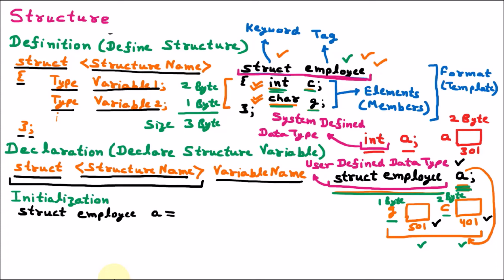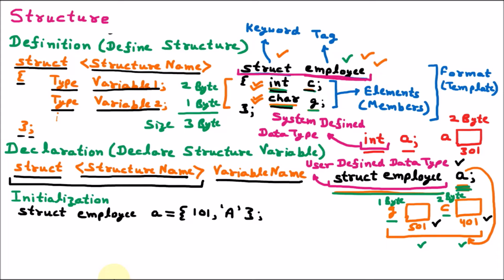Now the variable we have created is a. After that, equal to, curly bracket start. Inside the curly bracket we provide the values. First of all we have the integer, so here I provide an integer value, let's say 101. Here I am assuming that c is the code, so 101 is the code. Now the second thing we have is the character. Let's say I am using A. This is called the initialization, means providing the value.